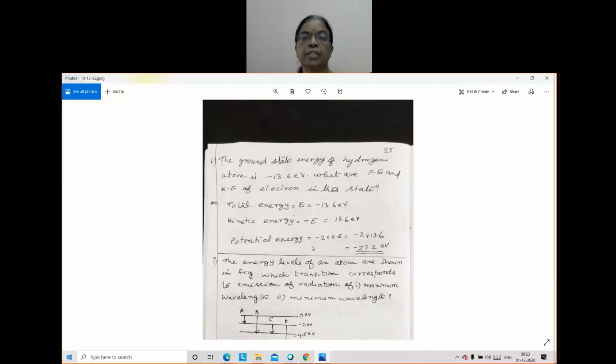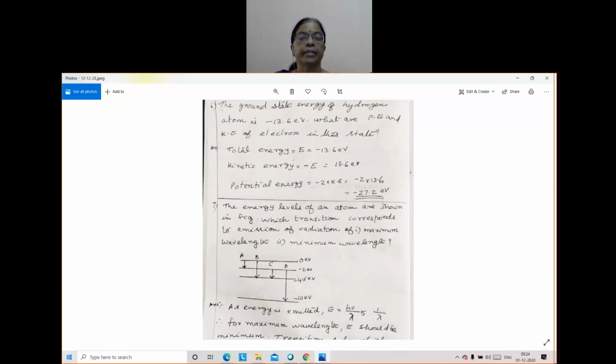Potential energy is minus 2 times the kinetic energy. Potential energy is negative, total energy is negative, but kinetic energy is positive. So 2 times the kinetic energy will give the potential energy, and potential energy is negative. So in electron volt we are getting that.